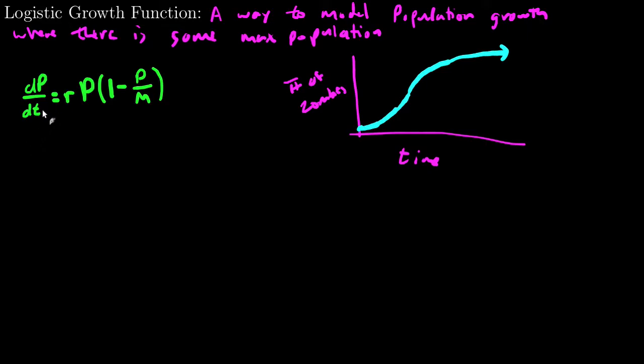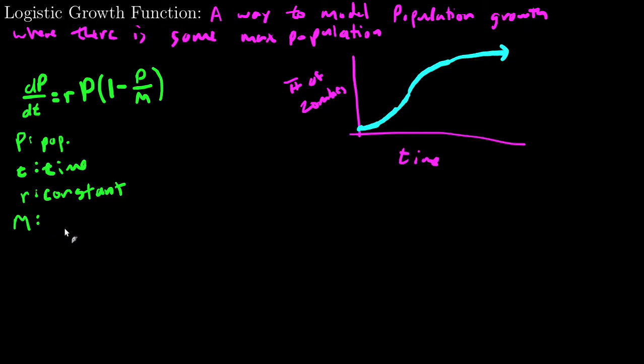So let me label these variables for us. P is the population. T is time. R, I'm just going to mark, is just some constant. It's not really the rate because this isn't linear, the rate's going to be changing, but it is true that a larger R value will make it go through this cycle much faster. A smaller R value will stretch out the time it takes to get close to our maximum.